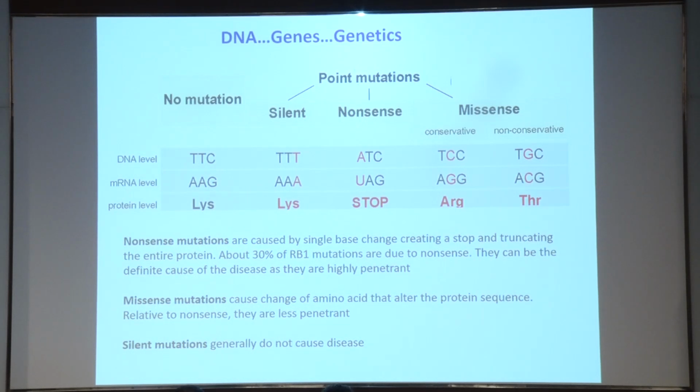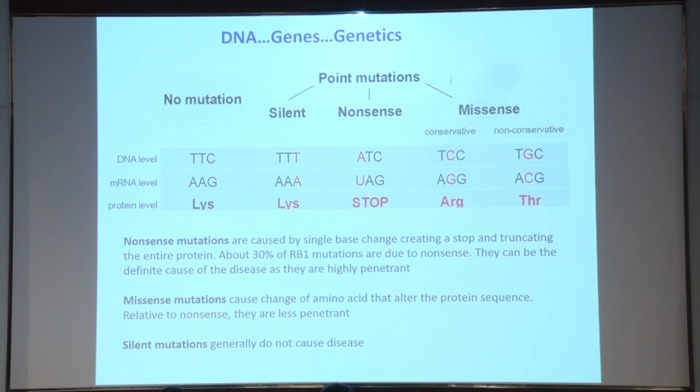Now, nonsense mutations are one of the important ones we'll be seeing during the course of my presentation. They are caused by a single base change, creating a stop or truncating anything that stops or truncates the entire protein. You must remember that about 30% of the retinoblastoma mutations are nonsense. They can be the definite cause for the disease. Just one single change can result in stopping or truncating a protein, which could result in 30% of the retinoblastoma hereditary cases.